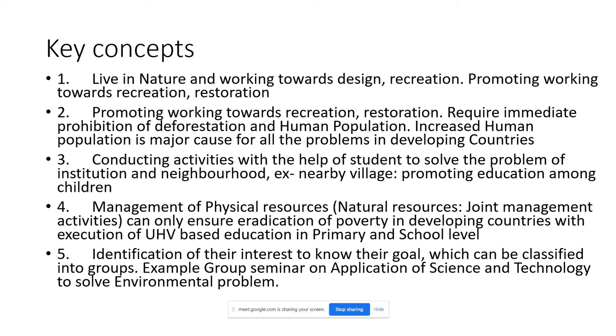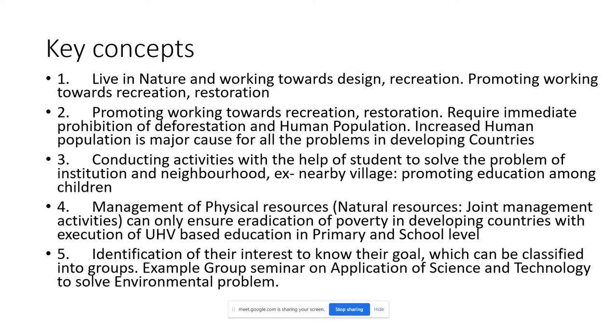AICTE is also promoting universal UHV based education. At our institute we are also introducing UHV based education, and our planning is to introduce this education at the primary and school level. We are spreading awareness for that, and this group activity is based on the identification of the common interest of the students, because we are spreading the awareness with the help of the students to solve the problems of the institution and of our surroundings.